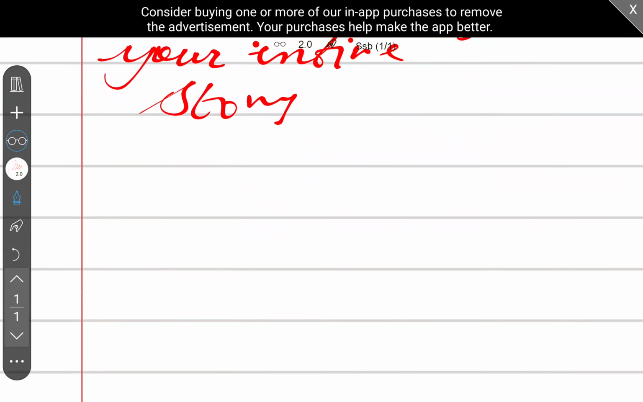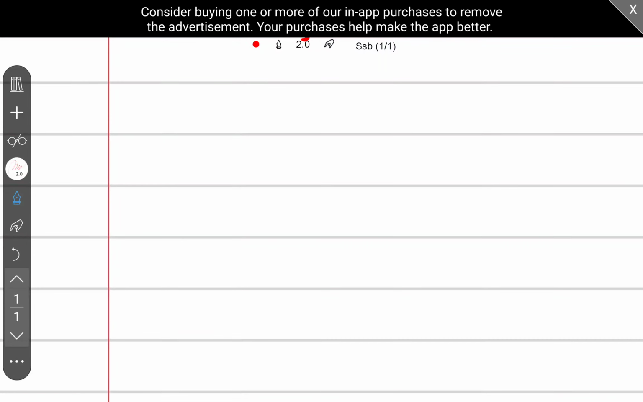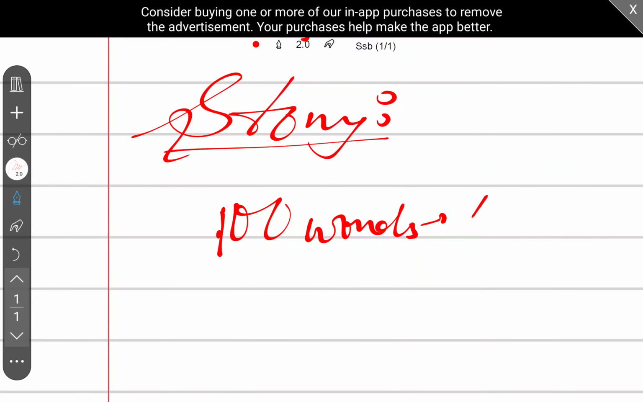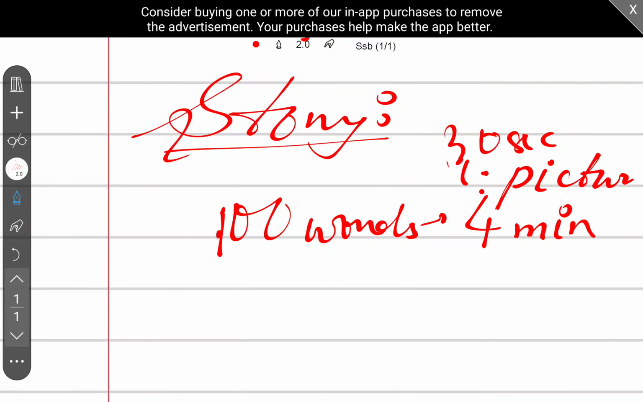Now I'll take the main content part, that is the story. In this you need to write approximately 100 words within 4 minutes. 30 seconds are provided to see the picture, and 4 minutes are given to write your content in the answer sheet. So that is basically 100 words in 4 minutes.